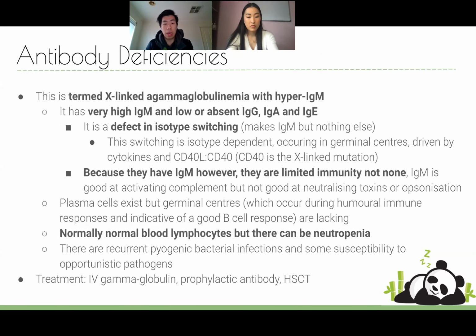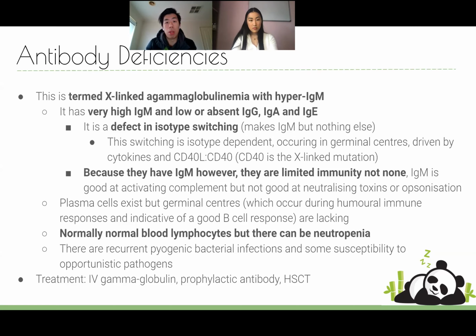Okay, and then there's a couple of antibody deficiency syndromes. And these are, I think, a little bit easier to get. But basically, these are termed X-linked agammaglobulinemias with hyper IgM. And it's because of a problem with isotype switching. Basically, how you can think of it is that your plasma cells will produce IgM as a default. It's your first line of defense. It will do that regardless. It doesn't need to be anything special.